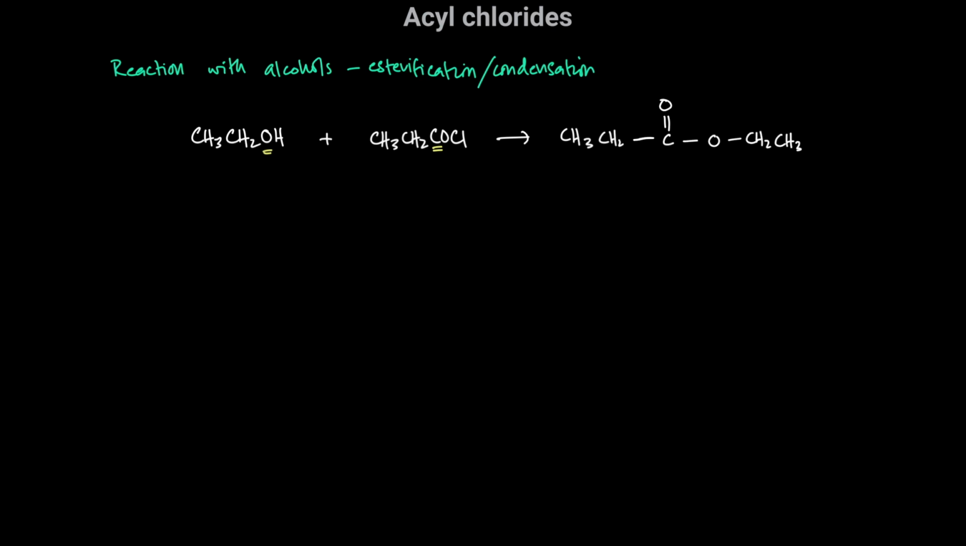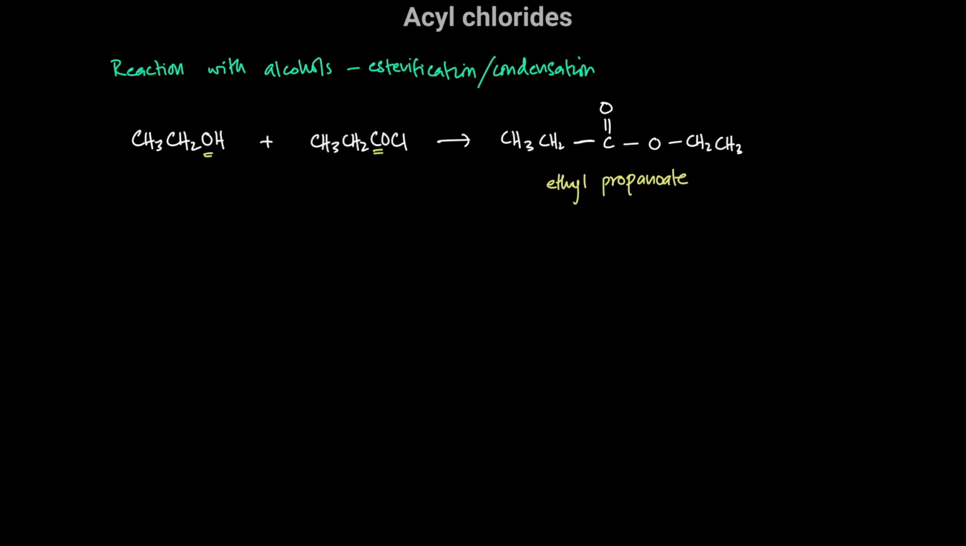This ester is known as ethyl propanoate. Again, we have a 2-carbon alcohol, that's ethanol here, so that's ethyl. And then we have a 3-carbon acyl chloride, similar to what we have with a 3-carbon acid. We get the same ester, ethyl propanoate, and this H and this Cl combine to give us HCl.